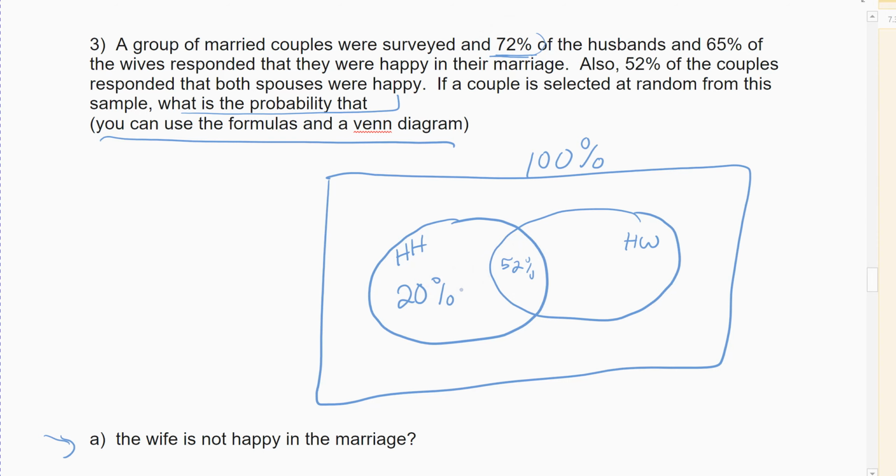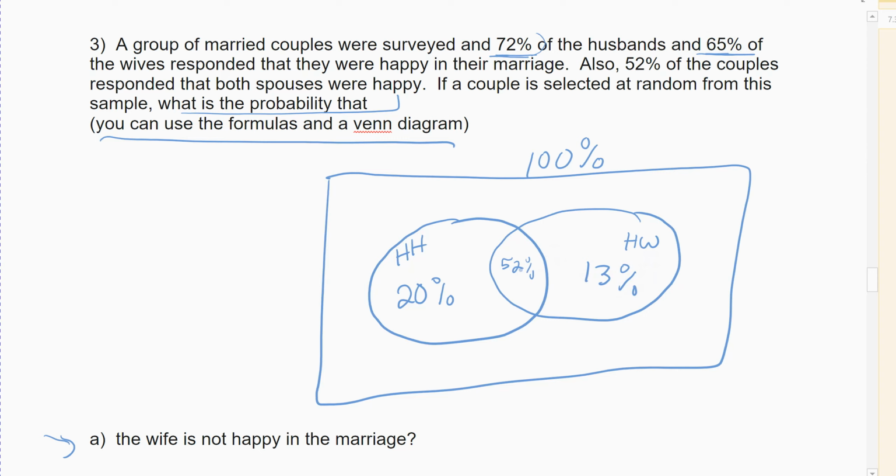And then I do the same thing with the wives. 65% of the wives said they were happy. We already counted 52% of them where the husbands were happy. And so I take my 52, subtract it away from my 65, and that's going to leave me with 13%. The wives were happy, but the husbands were not.